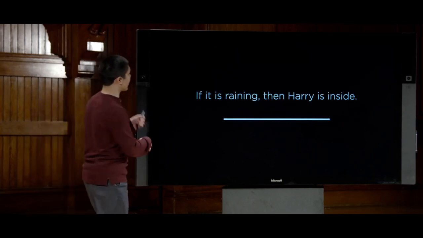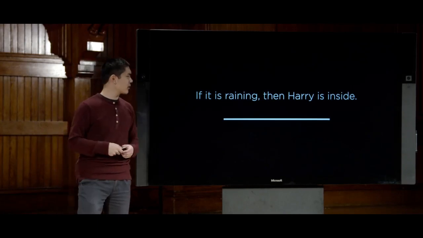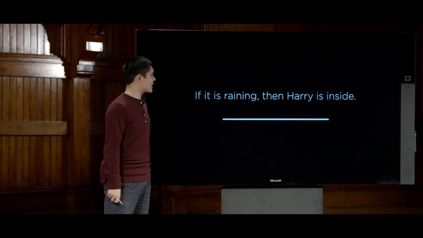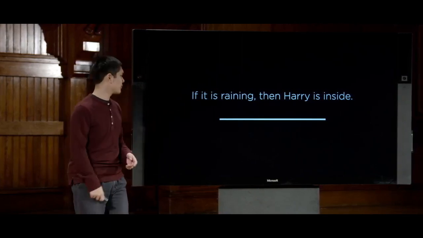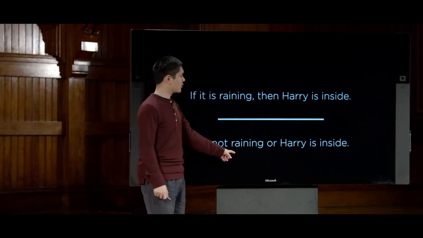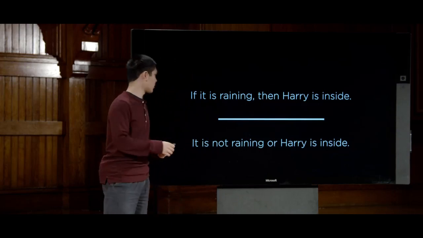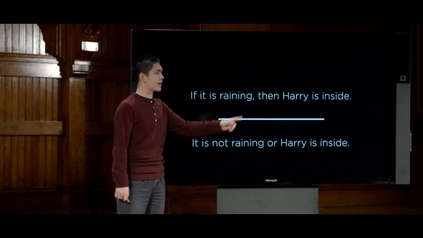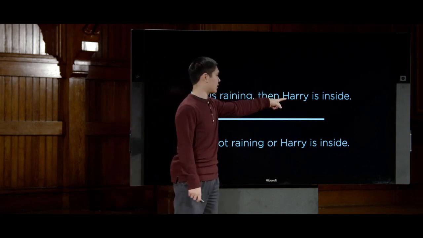If I have it is raining, then Harry is inside. How do I reframe this? Well, this one is a little bit trickier. But if I know if it is raining, then Harry is inside, then I conclude one of two things must be true. Either it is not raining, or Harry is inside. Now, this one's trickier, so let's think about it a little bit. This first premise here, if it is raining, then Harry is inside, is saying that if I know that it is raining, then Harry must be inside.